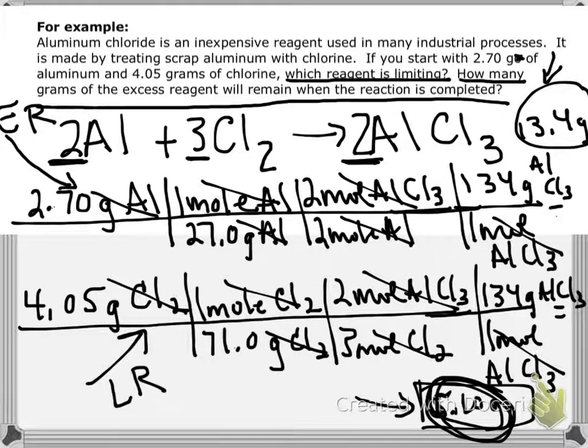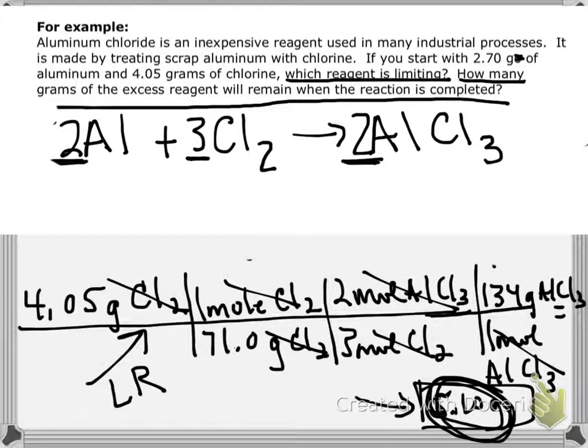So that brings us to the third part of this problem. The second part of the problem says how many grams of excess reagent will remain when the reaction is completed. Now we know that aluminum is the excess reagent, but this involves an extra step that does involve an extra stoichiometry problem. So let's look at setting up that extra step for this particular problem.